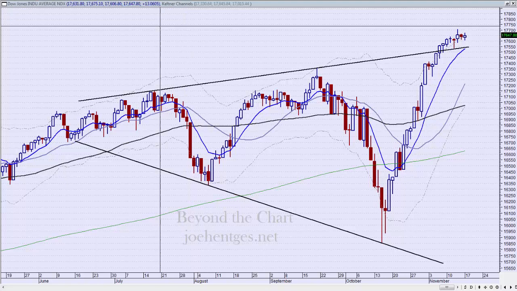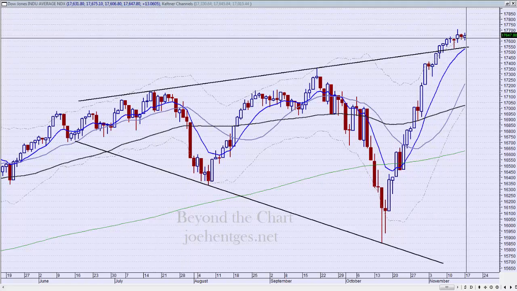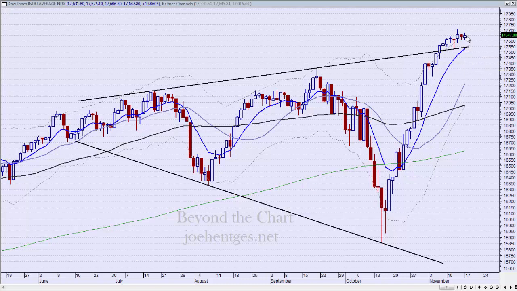Okay, let's start off with the Dow here. The Dow was up 13 points today. Really, again, we're getting more of the same. We're just getting really tight trading in here. Another little doji bar. I've talked about this. And we're riding the upper end of the Keltner channels. We're outside the top end here of this broadening top.